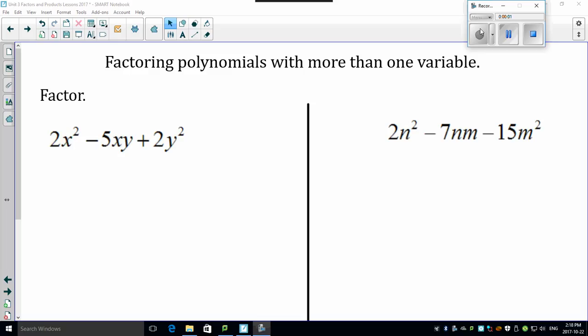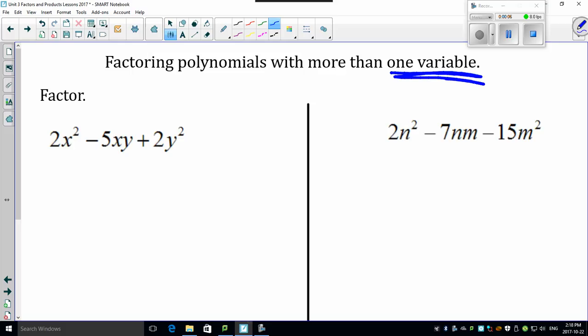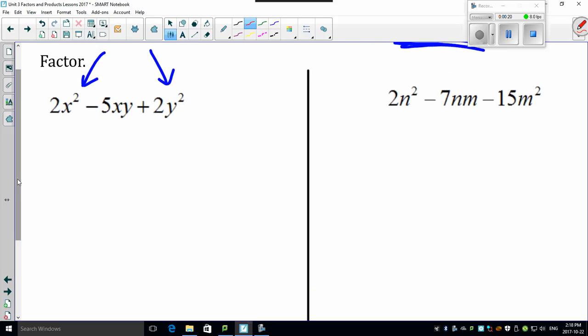Now, what happens when you get a number of variables, more than one? Look at this guy. I got an x squared here. I got a y squared here. Oh my goodness, what do I do? Well, actually, don't treat this any different than a standard PSA question. If you look at this one, we try to factor out a 2. You can't. So this, in fact, is still going to be a PSA 2.